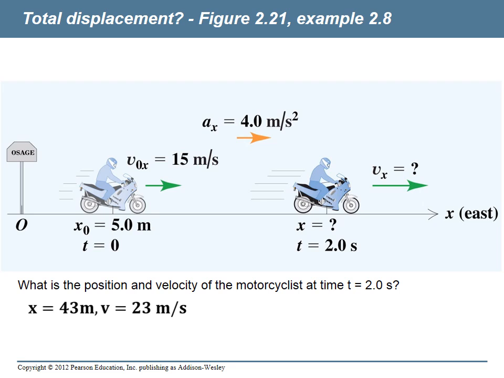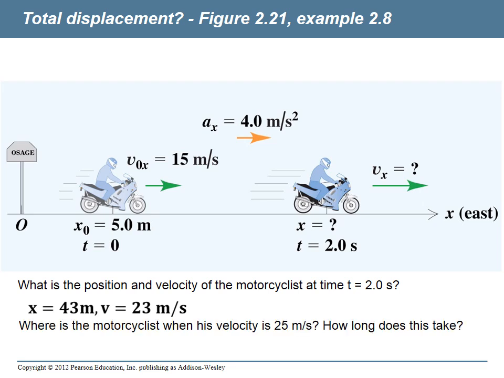Position and velocity. The position will be x is equal to 43 meters. So this distance right here, it has traveled 43 meters, and the velocity is equal to 23 meters per second.